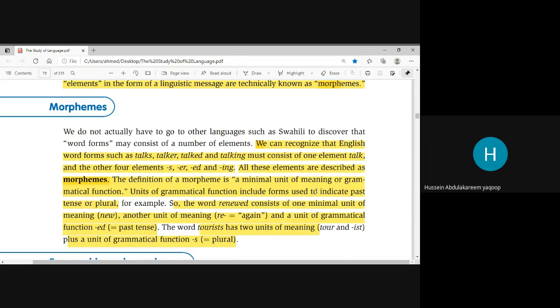the ED. Again, here we have tourists, as you see. This basic word or the stem is tour. And we have the IST to indicate the tourist as somebody, and we have the S plural. So again, we have three things to consider. We have to know the basic stem word, which is tour, and we have the IST, the second additional unit, and we have the S to indicate plural. I'm sorry.